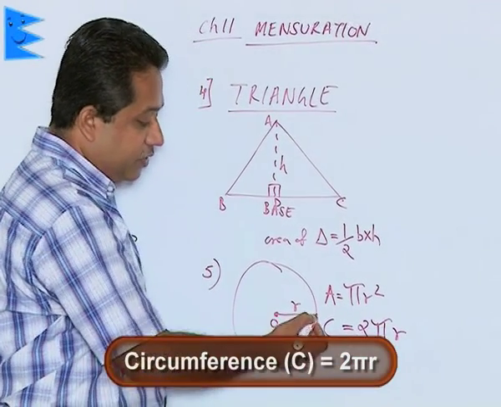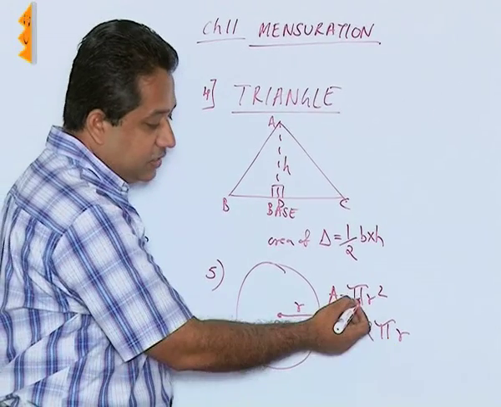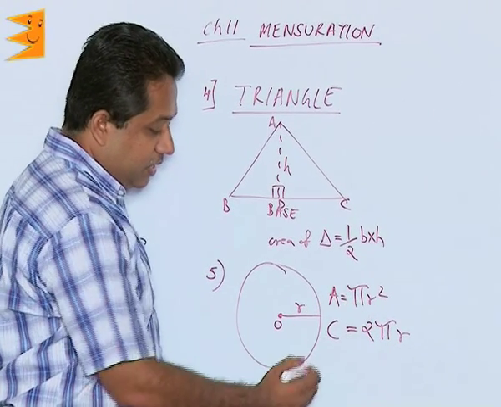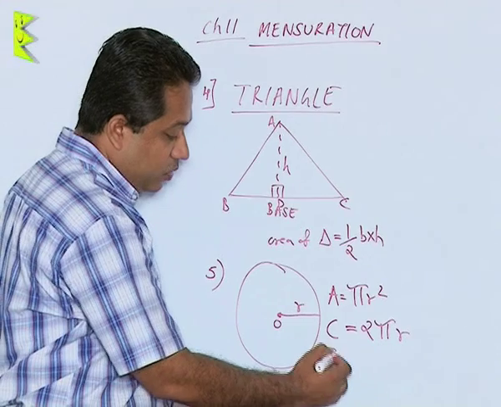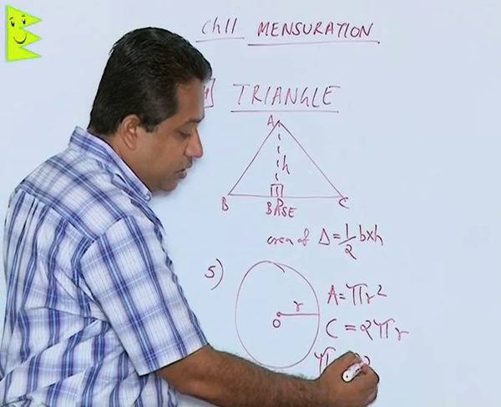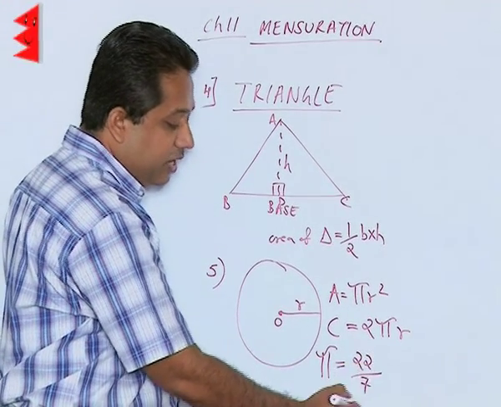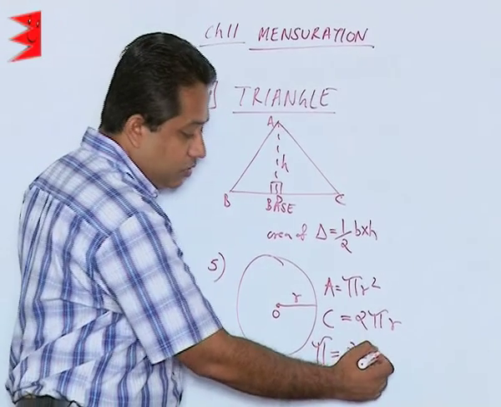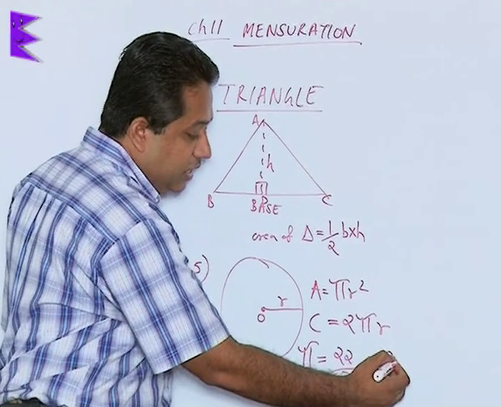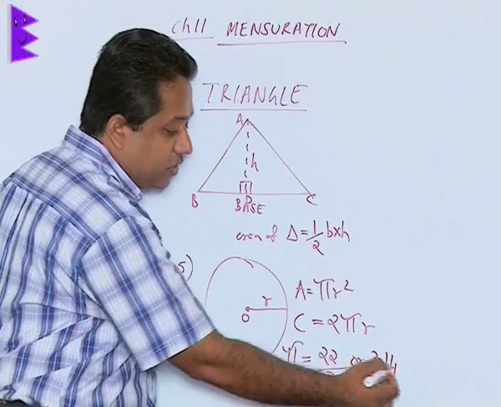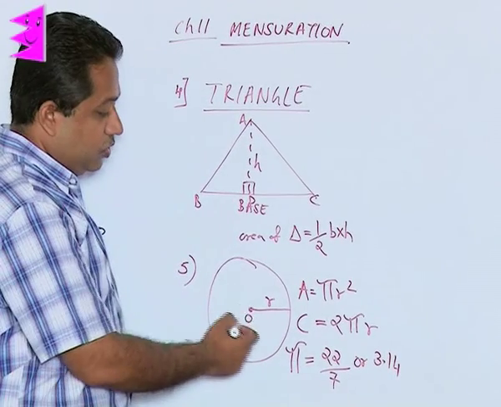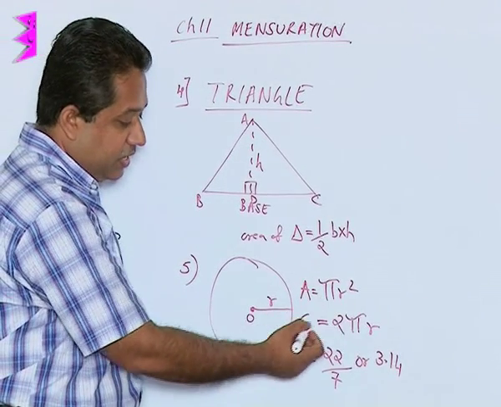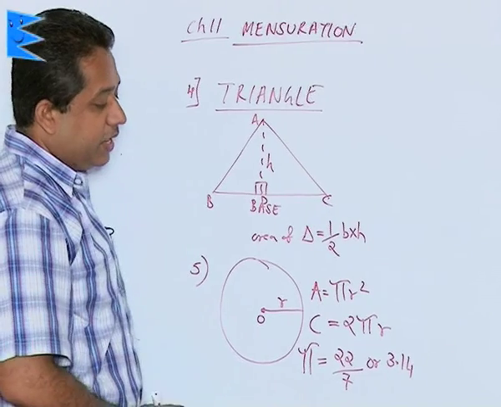Now, r is the radius of the circle, and this pi is a Greek alphabet. The value of pi you can take either as 22/7, which will give you actually a more accurate answer, or if we take it in 2 places of decimal, this will be 3.14. So, area of a circle is pi r square and circumference is 2 pi r.